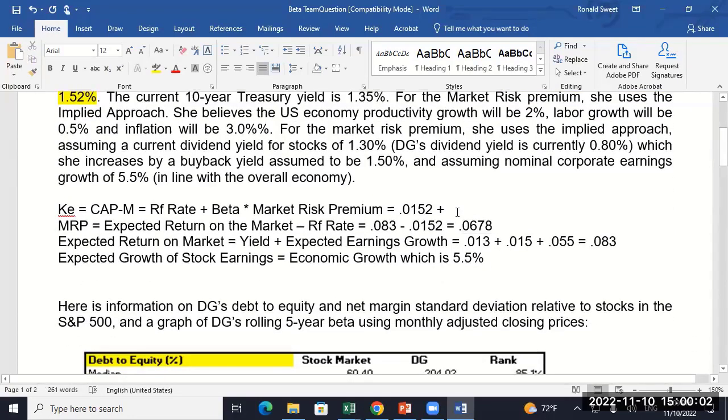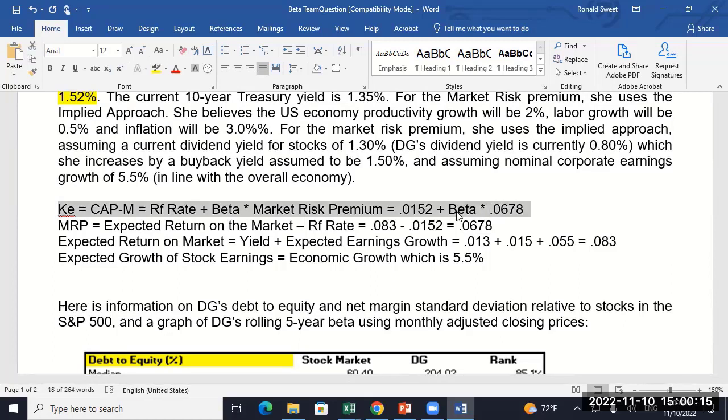So we got 0.0152 plus 0.0678. Everybody with me so far? The 152, that's the risk-free rate. She made some adjustments there. The 678 is dividend yield plus buyback yield plus expected earnings growth. Take that minus the risk-free rate, we get 6.78. So all we need is the beta then.